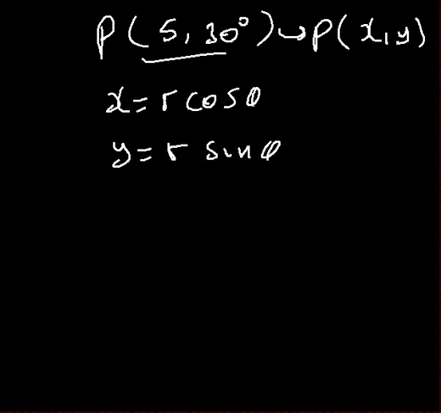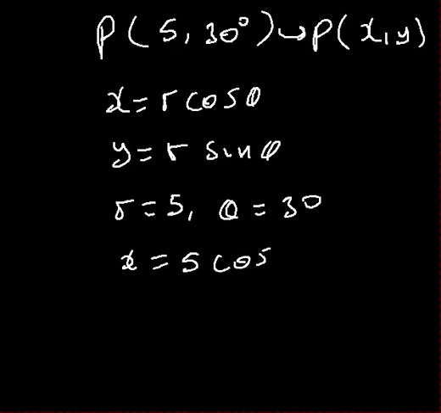Now, based on the given information, r corresponds to 5, and theta corresponds to 30 degrees. Therefore, we simply substitute: x is given as 5 cos 30 degrees, which is 5 times cos 30. That is simply 4.3.